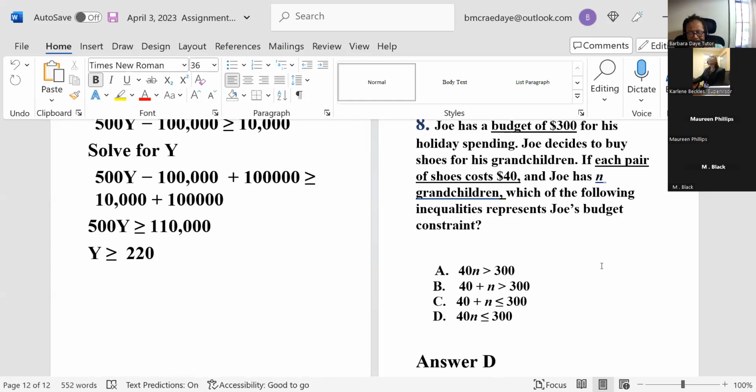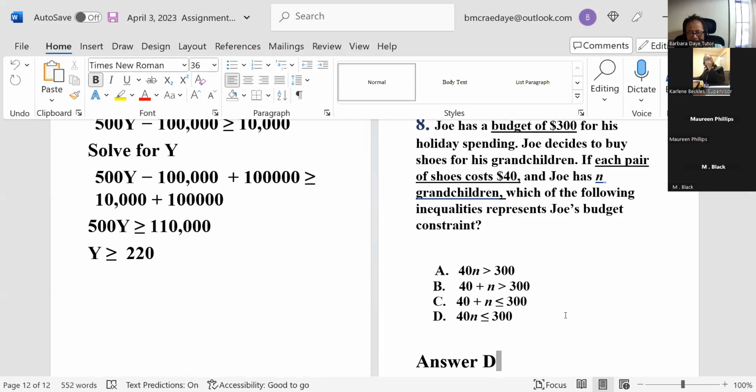Not an addition, a multiplication. So it can only be A or D because those are multiplications. You said D is 40 per pair times N, the number of grandchildren, has to be less than or equal to 300 because that's his budget, 300. Can't spend more than his budget.